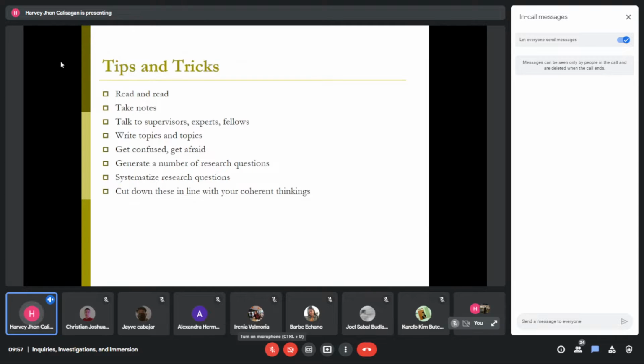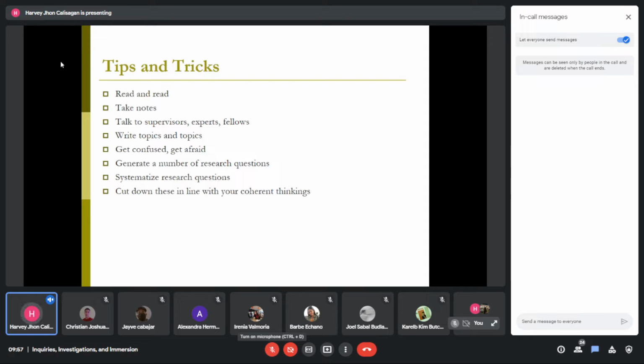Okay. Before we end, here are some tips and tricks on when you do the research. What are the tips and tricks when you do your research? Read and read. Okay? One of the most effective tricks to be able to write a research is to read and read. Take notes, again. Highlight those words, outline something you saw in the articles you read, and also talk to the supervisors, experts, or fellows.